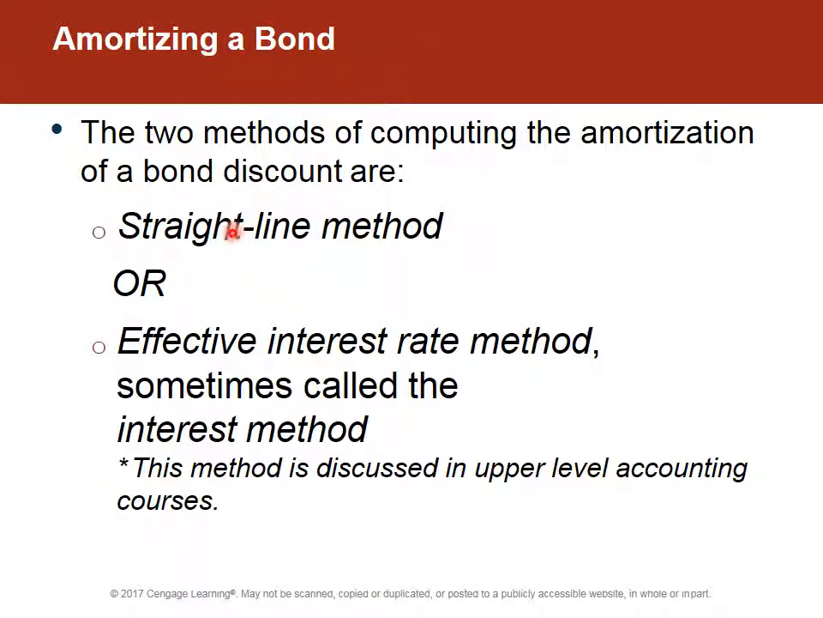There are two methods of computing this amortization. We'll be discussing straight line, which is just easy, even calculation. There's also the effective interest method, which is probably a better method, but it's going to be discussed in upper level accounting classes because it's much more difficult. The straight line method is only allowed by GAAP if it's not materially different than the effective interest method, but most companies would make this amortization calculation using the effective interest method.